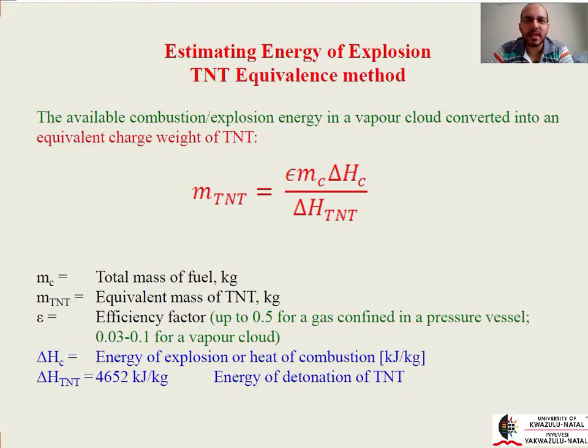Okay, now in terms of measuring explosive power, we can look at any type of fuel or any source of an explosion, and we can rate it in terms of a TNT equivalence method. So what is TNT? TNT is trinitrotoluene. It was developed in the 1900s.